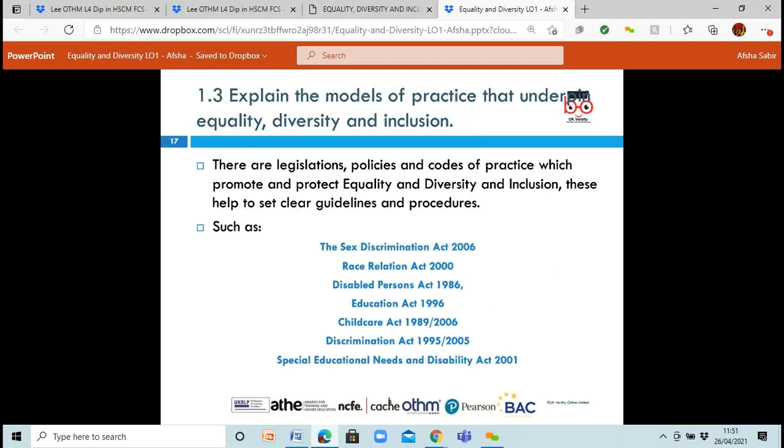So explain the models of practice that underpin equality, diversity, and inclusion. You're probably aware there's a million different legislations and policies and procedures. Now, these are some of the ones that support equality, diversity, and inclusion. So you've got the Sex Discrimination Act, Race Relations Act, Disabled Persons Act, Education Act, Childcare Act, Discrimination Act, and the Special Educational Needs and Disability Act, along with the overall Human Rights Act.